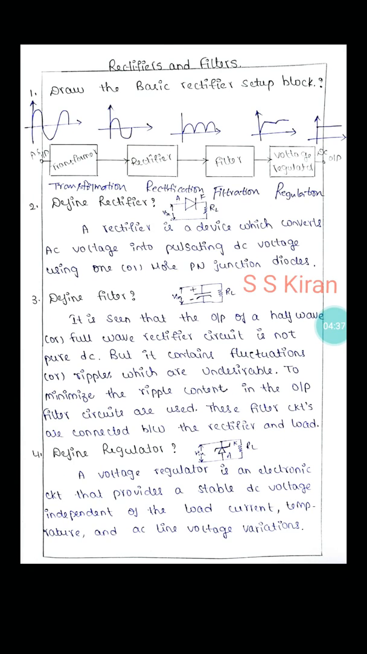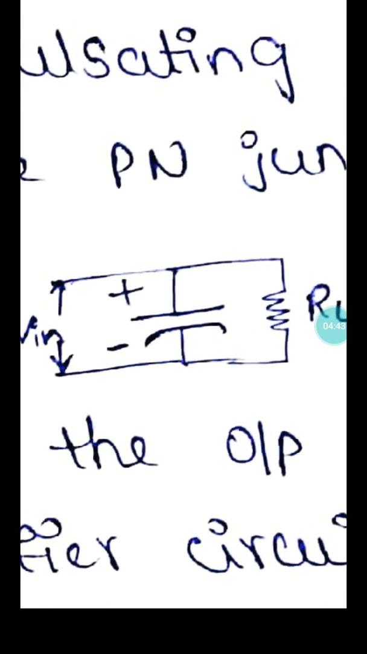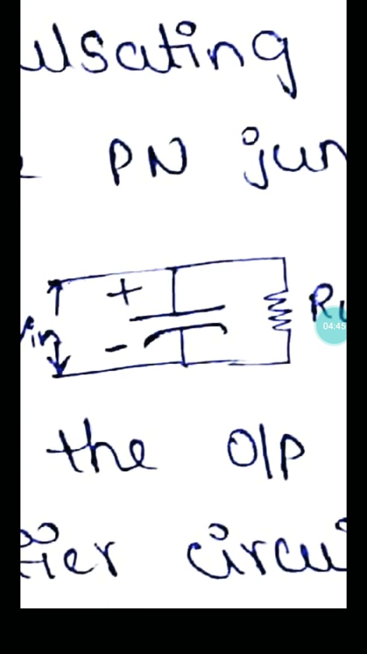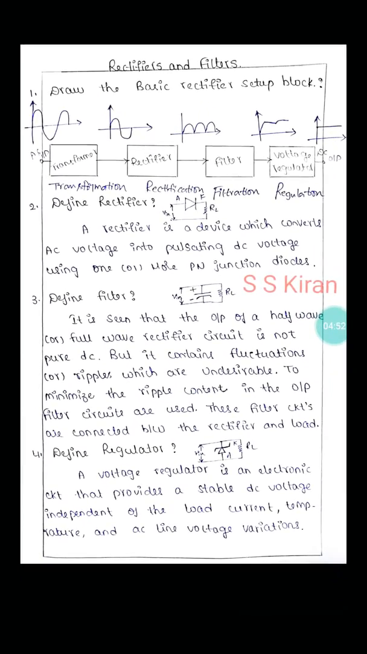Now define filter. This is the filter. Generally we can use a capacitor filter, inductor filter, CL filter, LC filter, or CLC filter. These are the different types of filters. This is the circuit diagram. Actually we get output at the rectifier side, and the rectifier output is connected to the filter. Now we enter into the definition.